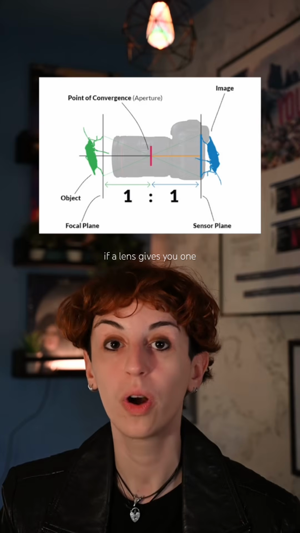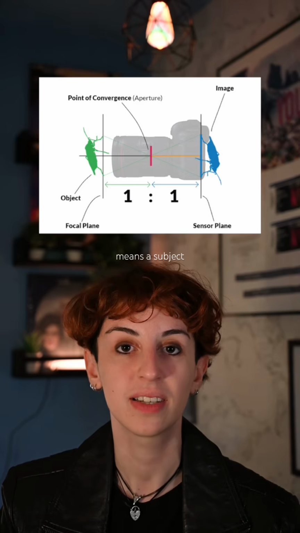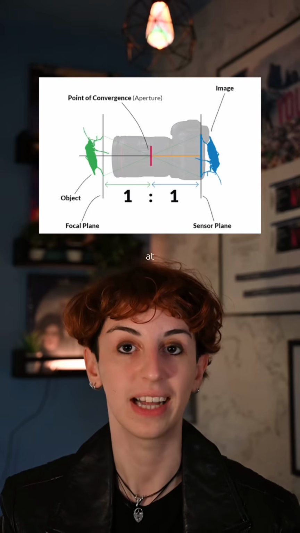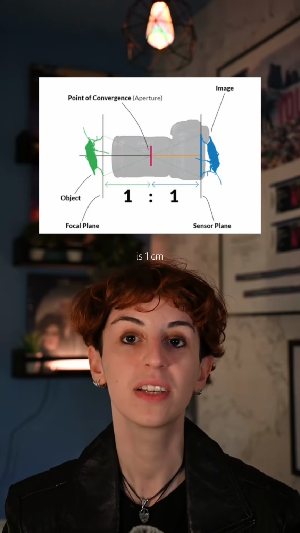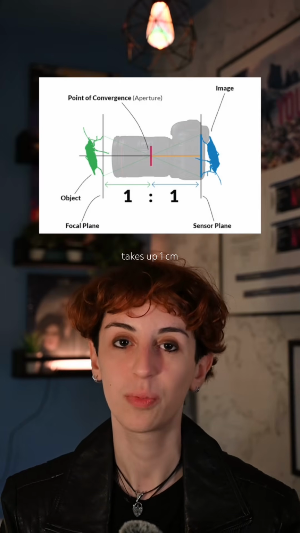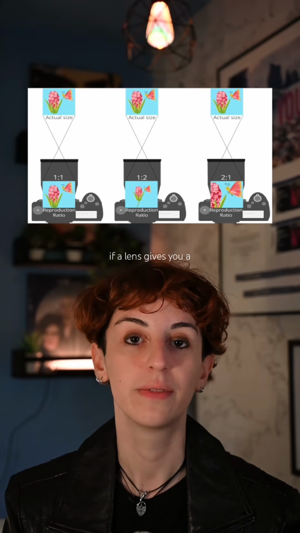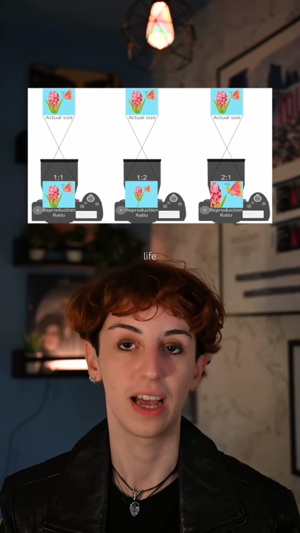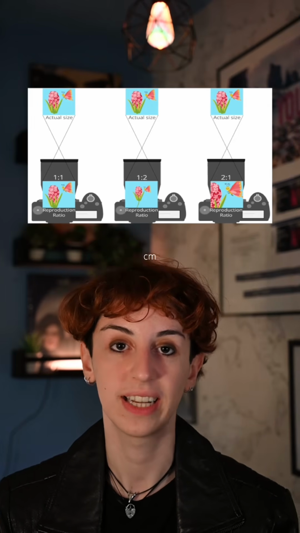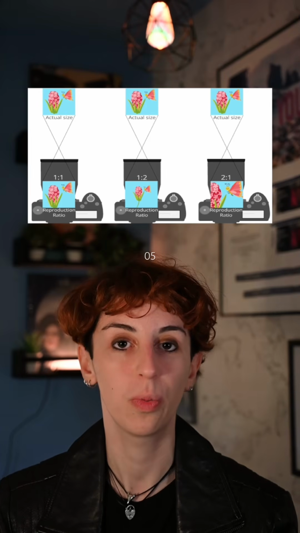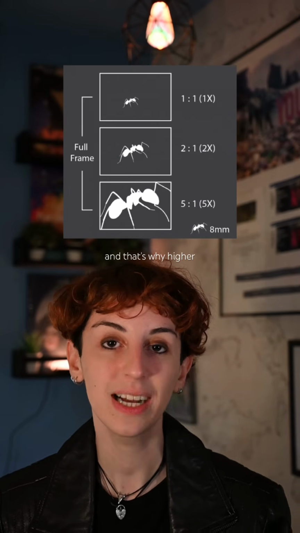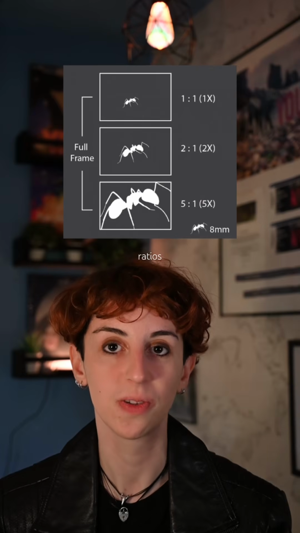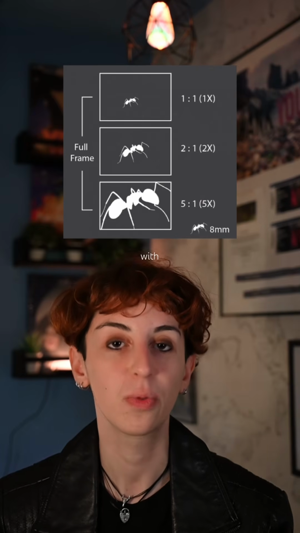If a lens gives you 1:1 magnification, that means a subject is projected onto the sensor at life size. If something is 1 centimeter in real life, it takes up 1 centimeter on the sensor. If a lens gives you a 1:2 magnification ratio, the image on the sensor is half life size. So that same 1 centimeter subject would appear as 0.5 centimeters on the sensor. And that's why higher magnification ratios let you fill the frame more easily with small objects.